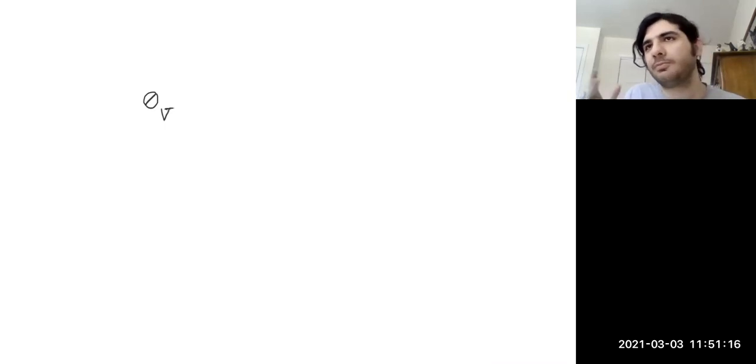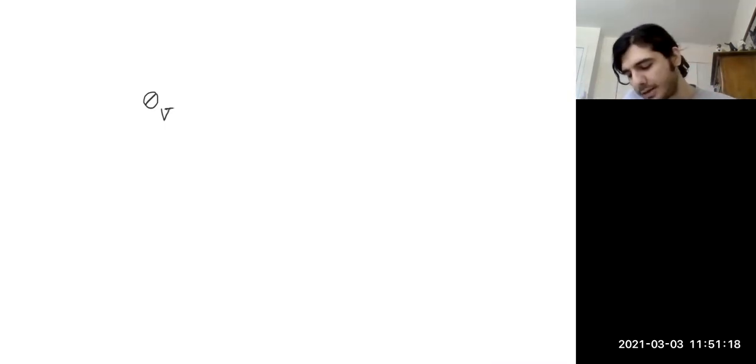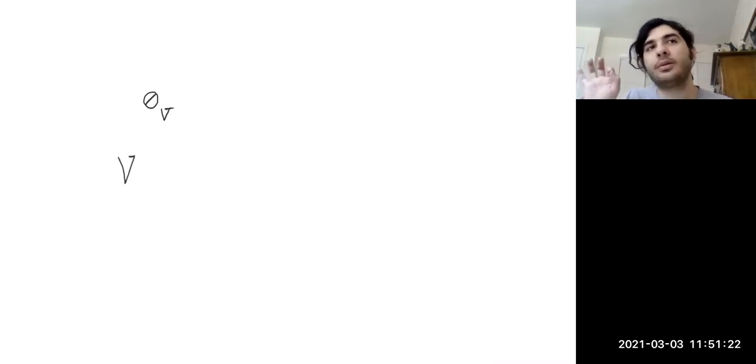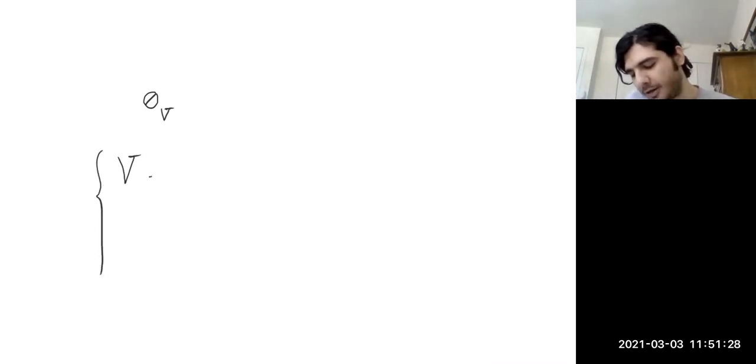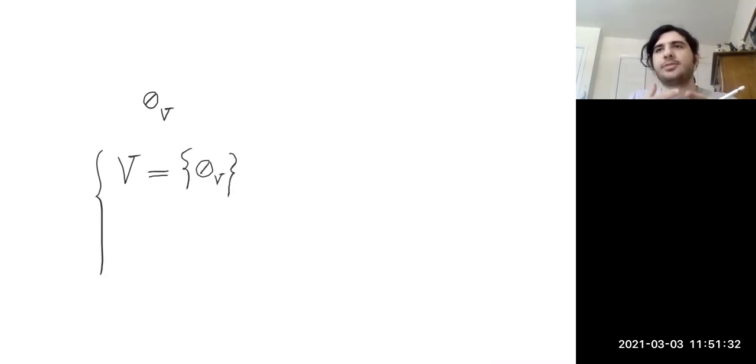So there are two possibilities. One is that our vector space has only one element, just one element, and that's 0, nothing more. That's a vector space. Do you agree? A vector space with just one element, and that's 0.